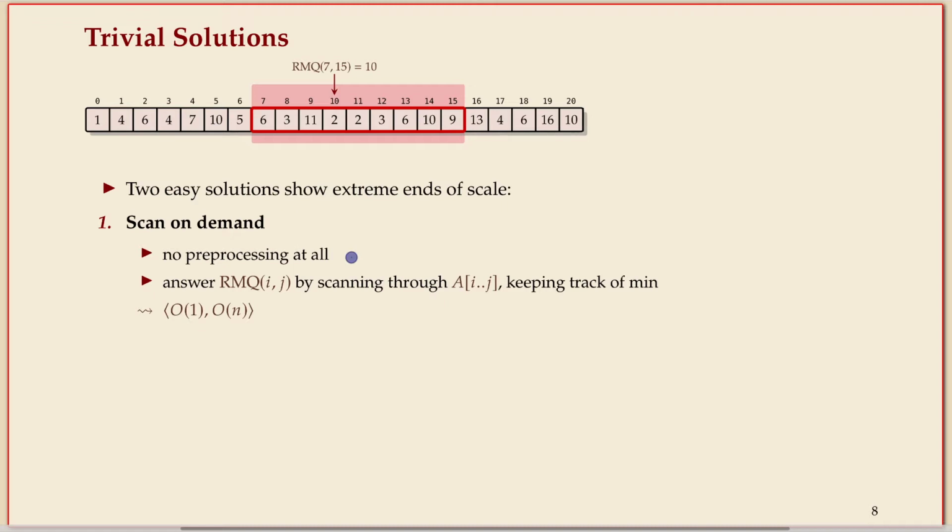We don't do anything at pre-processing time, and when we then get a query, because we did nothing earlier, we have to do all the work now. So we just scan this range of the array and keep track of the minimum. That's not a complicated thing to do, but we need to scan the entire range that we're given, and the entire range could mean the entire array. So because these are worst case running times, the best you can guarantee for the query is linear time.